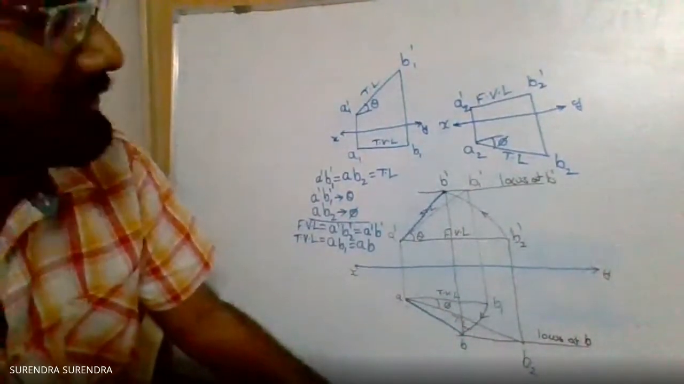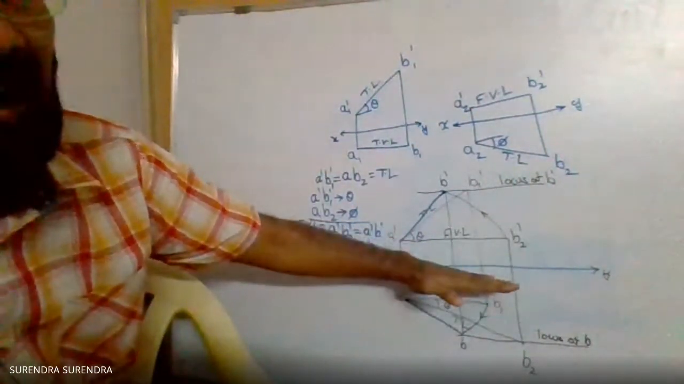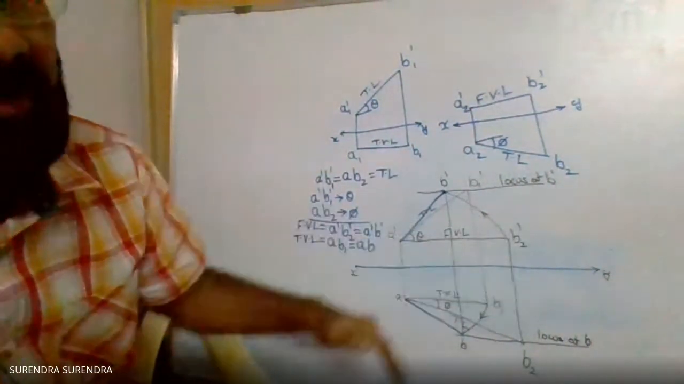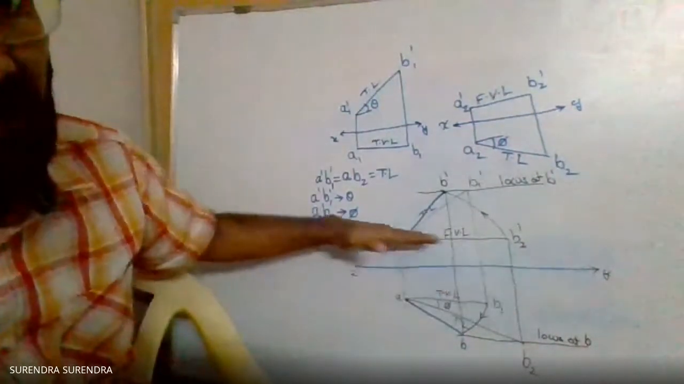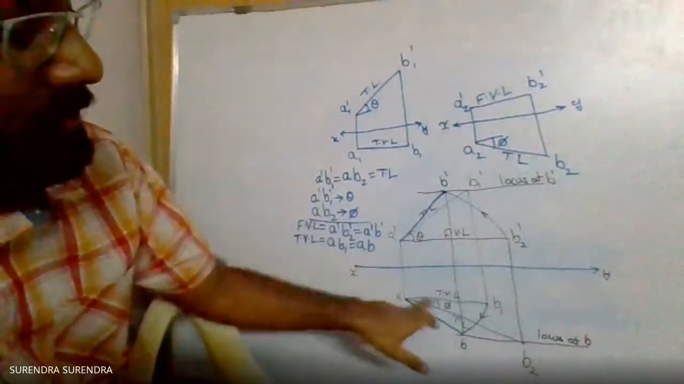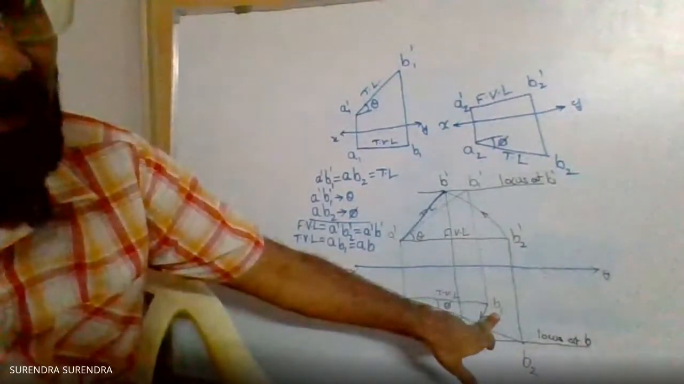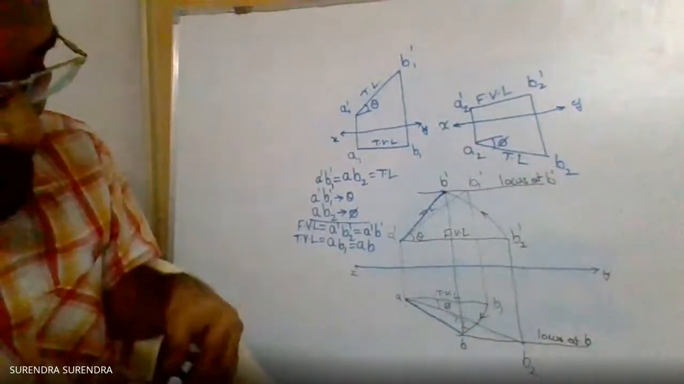Along with this, not only these two, A dash and B2 dash lie on the same parallel line to the XY line. Similarly, in the top view, A and B1 lie on the same parallel line to the XY line.